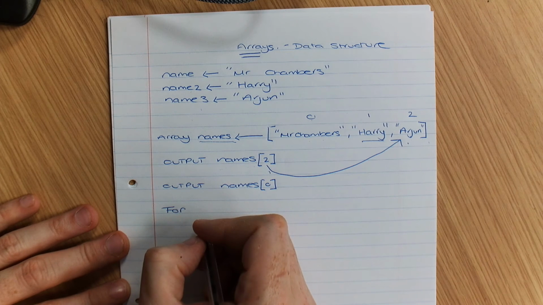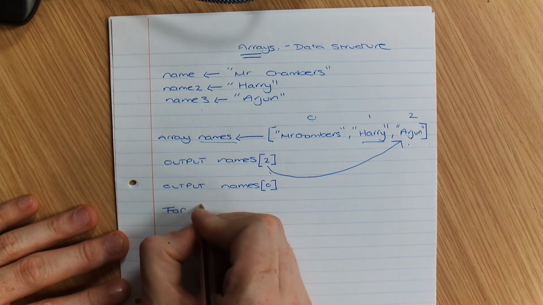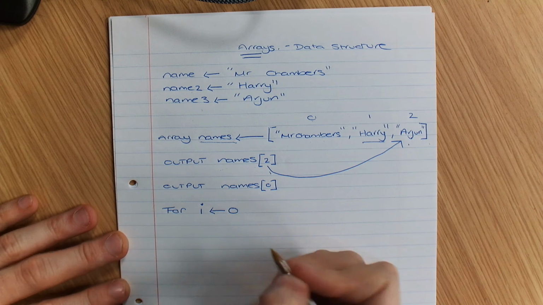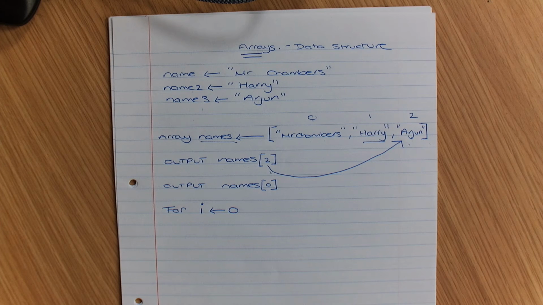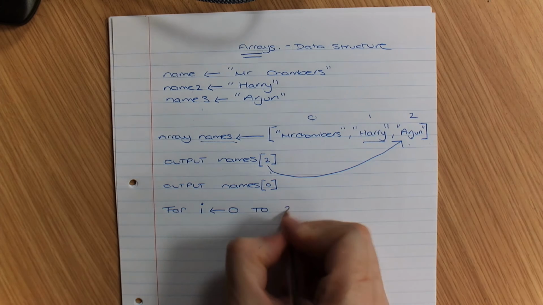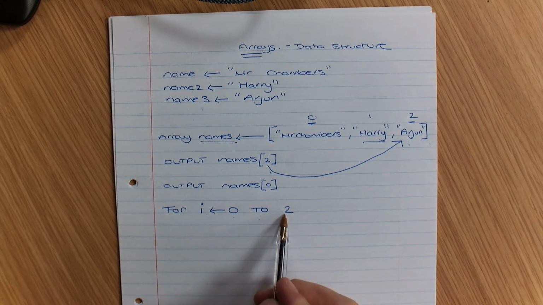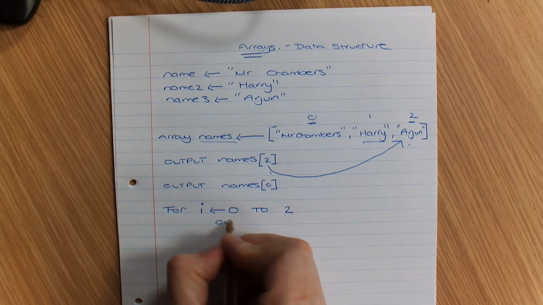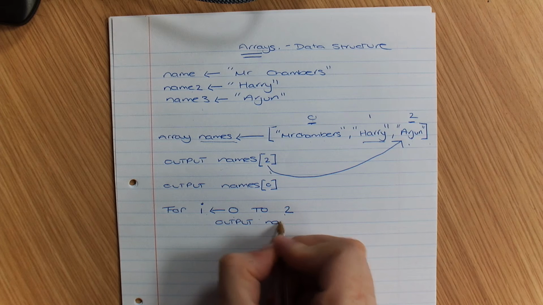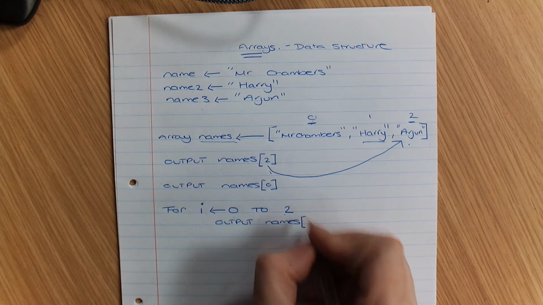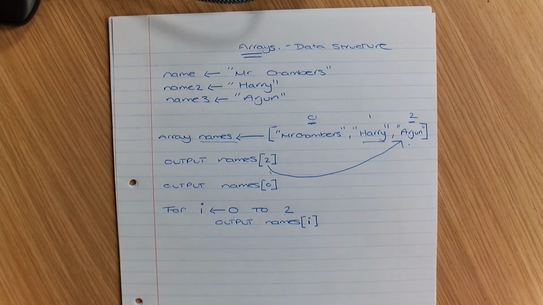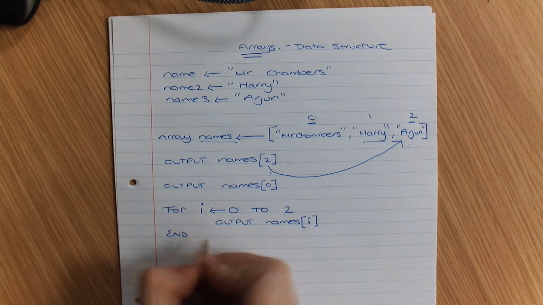Alright, so we can do a for loop. For I is equal to 0 to, what number are we going to finish at? Yep, 2. Look, 0 to 2. So for I is 0 to 2, output names I, end for.